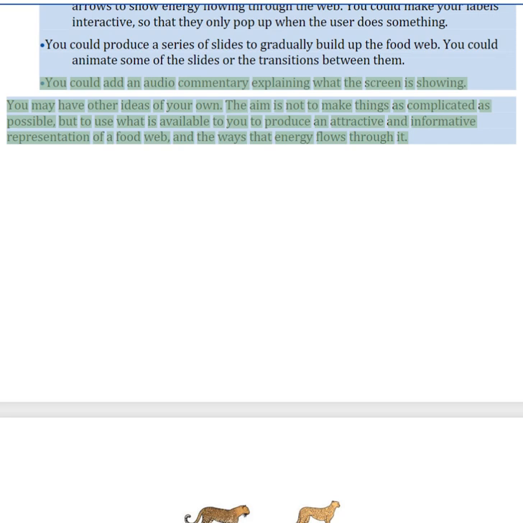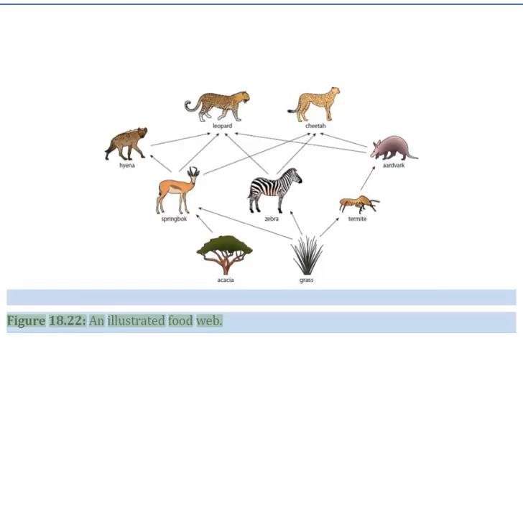The aim is not to make things as complicated as possible, but to use what is available to you to produce an attractive and informative representation of a food web and the ways that energy flows through it. Figure 18.22, an illustrated food web.